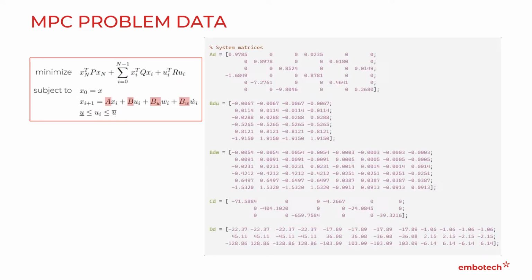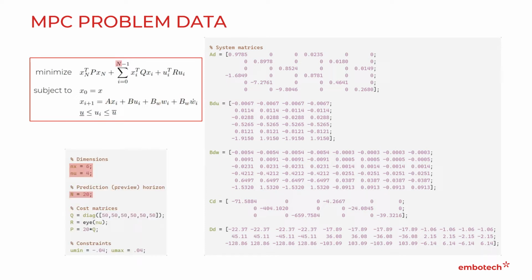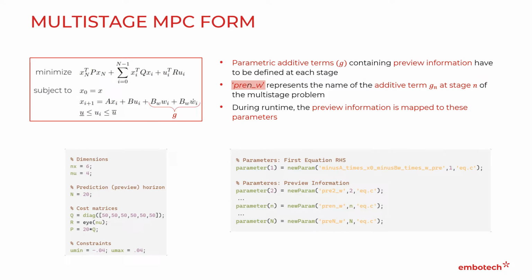We start off with state space matrices A, B, C, and D defined as follows. Next, we define the problem dimensions, specifically 6 state variables and 4 control inputs. We also define 20 as the length of the prediction horizon, which is also going to be equal to the length of the preview horizon. Finally, we prescribe the cost factors in the quadratic objective function, as well as the lower and upper bounds on control inputs. We will use the multistage MPC form of the low-level interface to define the parametric additive terms containing preview information at each stage.